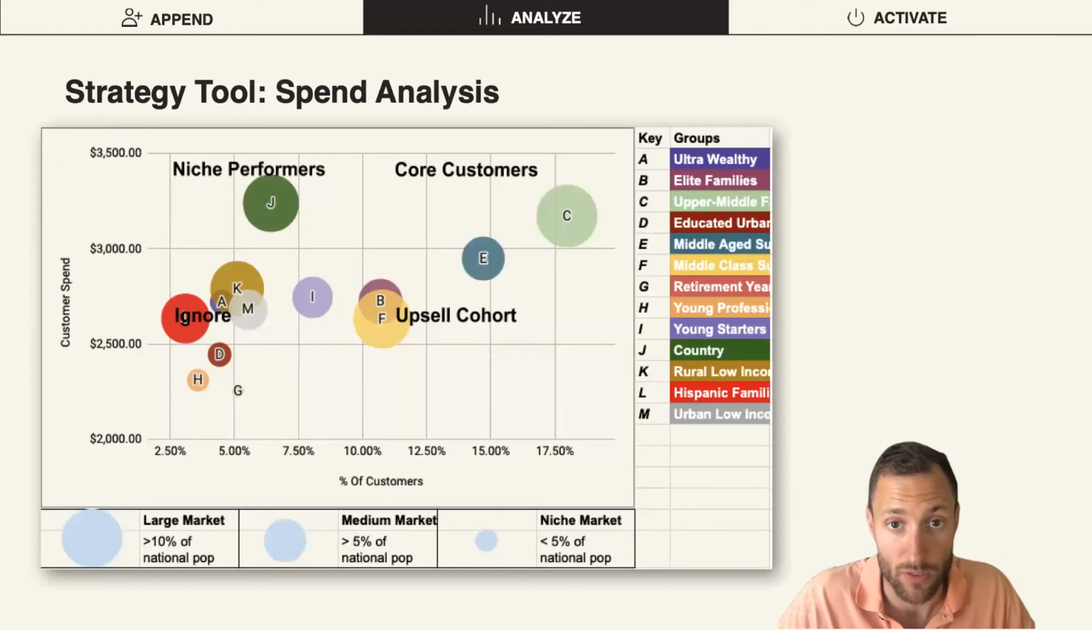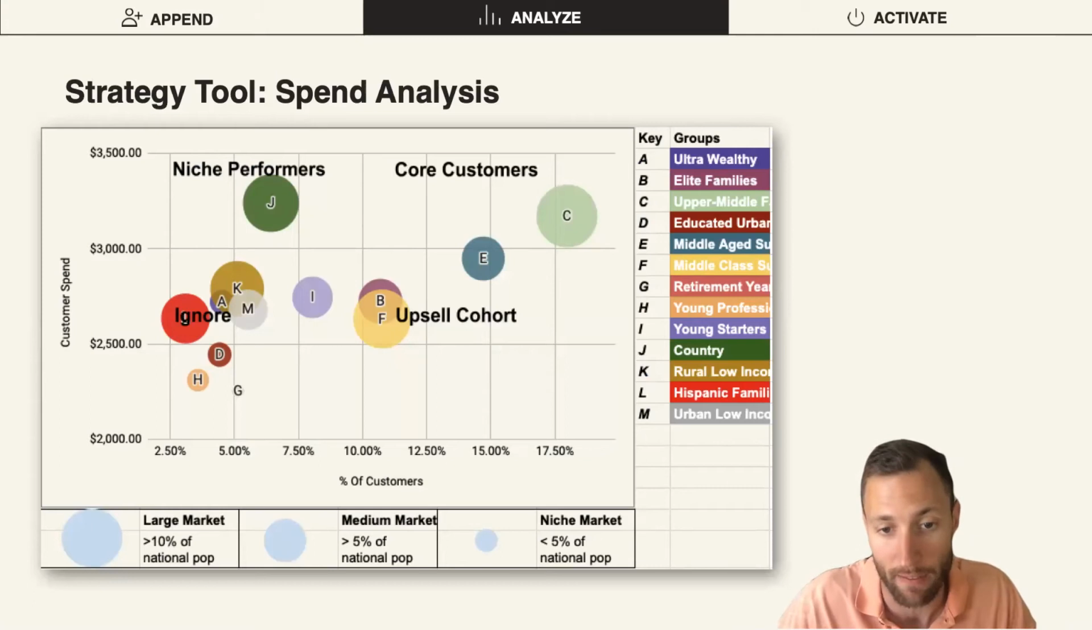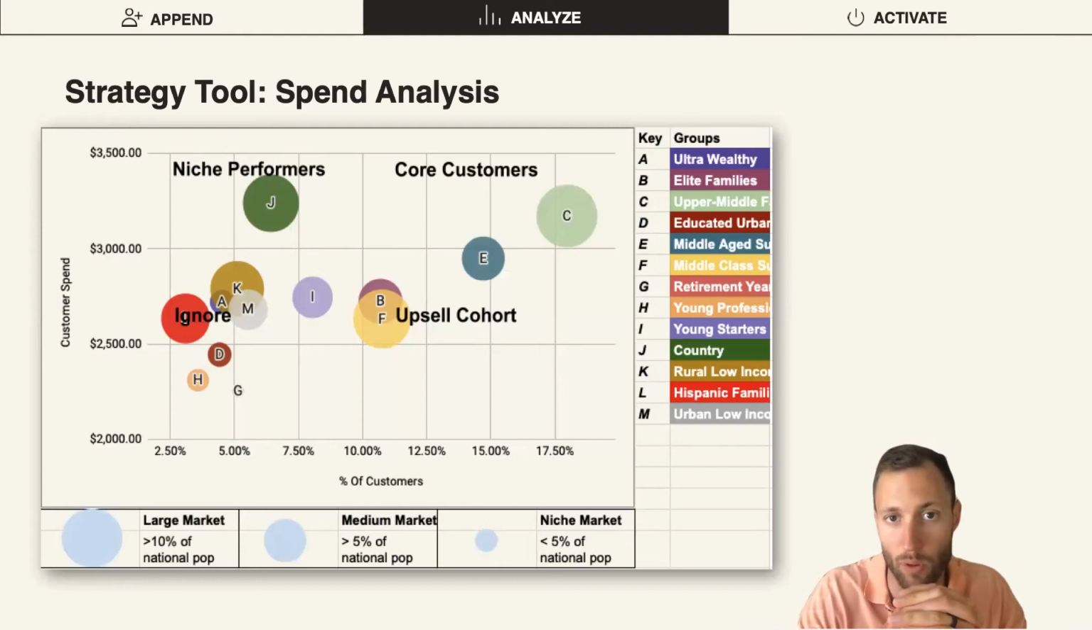Along with the segment strategy tool, you also get these graphical representations, which I think can be really helpful. We can get insights pretty quickly out of this. I'm going to explain the graph. On the x-axis, you have the percentage of customers. On the y-axis, you have how much those people spend on average. And then the size of the bubble is relative to the size of the market. Small bubble, there's not that many people in that segment in that market, like H, for example, which is young professionals. A large bubble, look at C, there's a lot of people in that market, 10% or more.